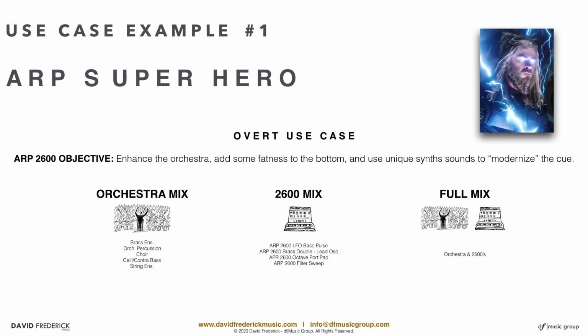So what we're going to do is take a listen to just the orchestral mix. Right? So we've got the brass ensemble, we've got the percussion, we've got choir, we've got cello, and a bunch of other string stuff happening here. So I just want you to hear that without the 2600 first. So let's take a listen.